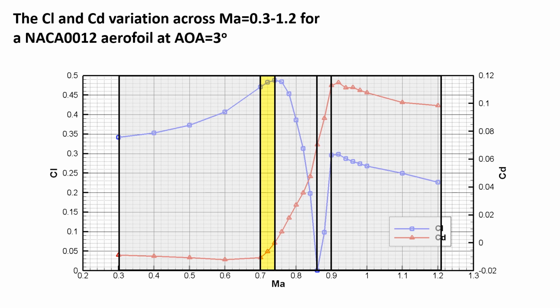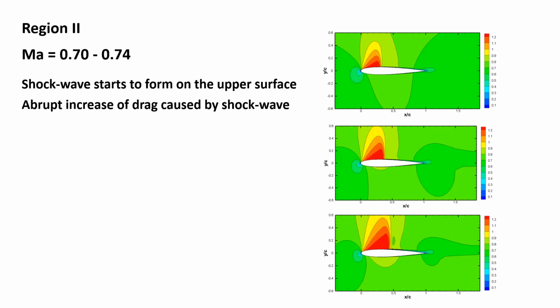Now we move to region 2, which is a very narrow region, and the Mach number is from 0.7 to 0.74. I only have 3 simulation points. Let's see what happens. So in region 2, the Mach number is from 0.70 to 0.74, and the Mach number contours are shown here. What kind of observations can we make?